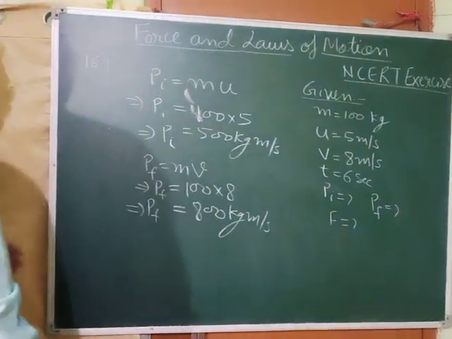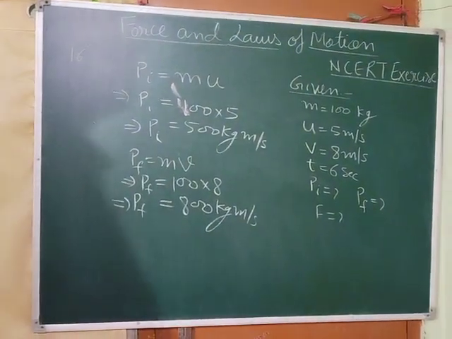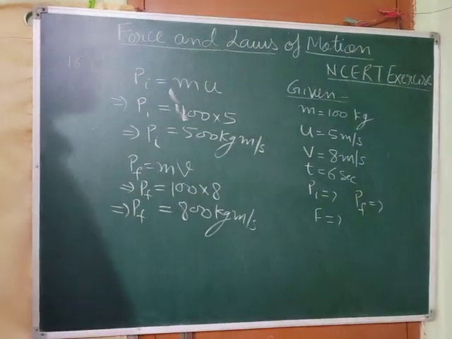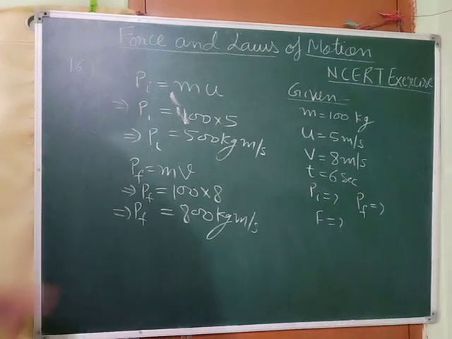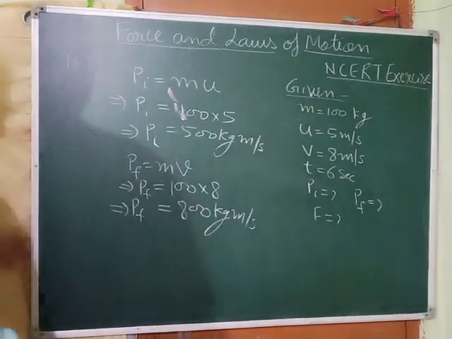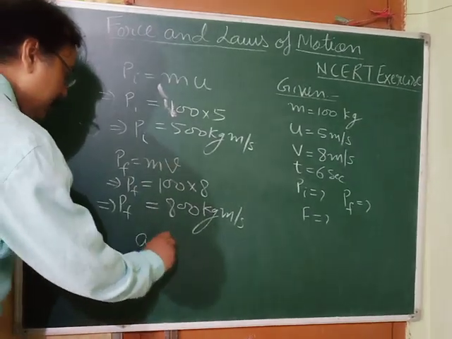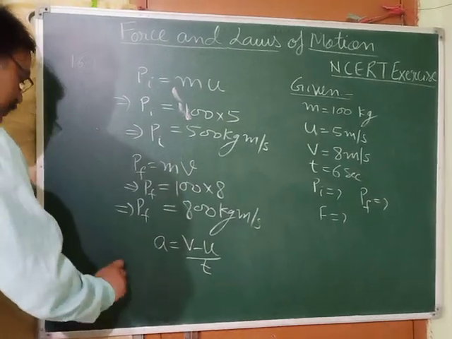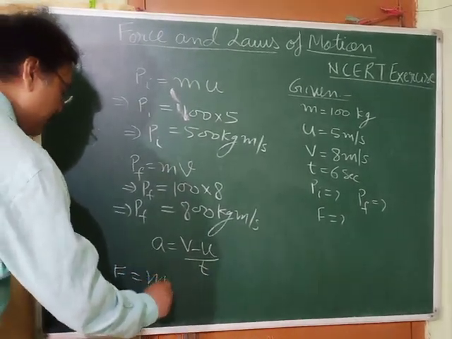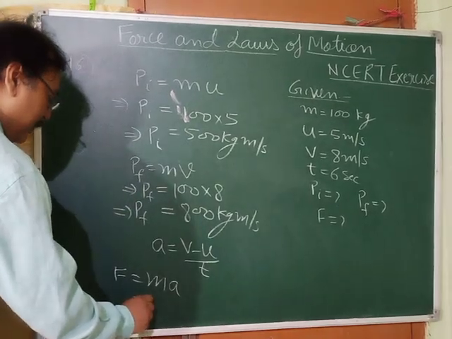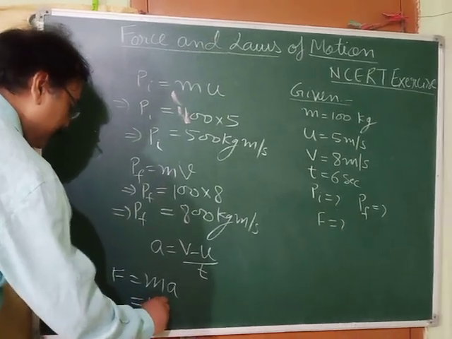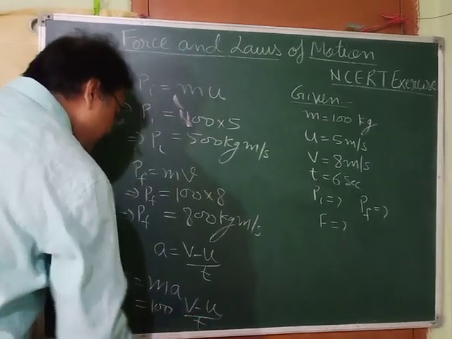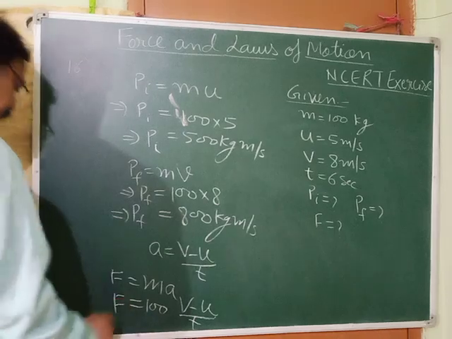Now next we have to find out the force. And we know what is force according to Newton's second law. F is equal to mass into acceleration. Mass is known to us, we have to find out acceleration. So what is acceleration? Acceleration, we know that it is (v minus u) by t. So force is equal to mass into acceleration. Therefore we can write, mass is 100, acceleration is (v minus u) by t. This is our force.